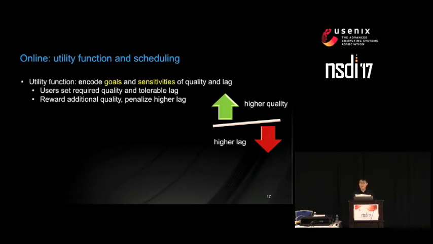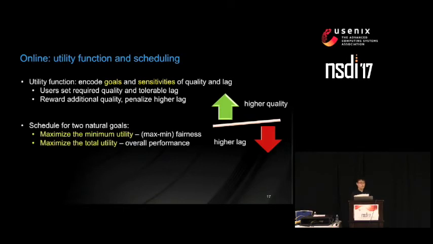In this online phase, we schedule for two natural goals: maximize the minimum utility, or maximize the total utility. The former achieves better fairness, which is probably what you want if you run VideoStorm in a private cluster. The latter achieves better overall performance, which is good for running VideoStorm in public clusters where the revenue is directly associated with the user's utility.